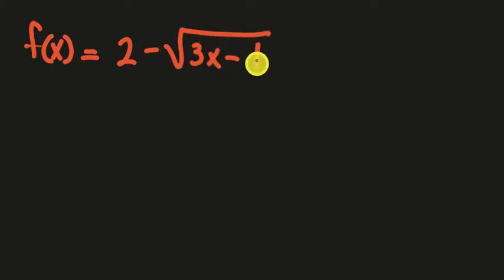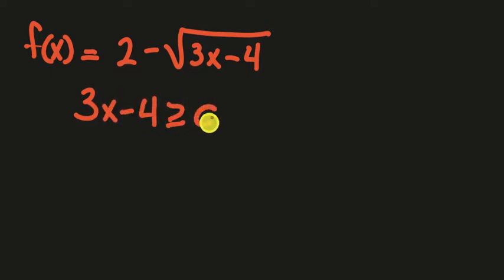Next we have f of x equals 2 minus the square root of 3x minus 4. Similar to the last question, what we need to do here is set the inside of the square root to be greater than or equal to 0. The fact that the square root is negative on the outside and there's a 2 in front subtracting from it doesn't change the process of finding our domain.